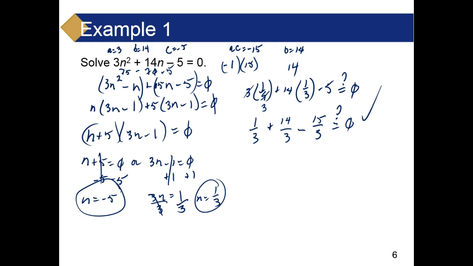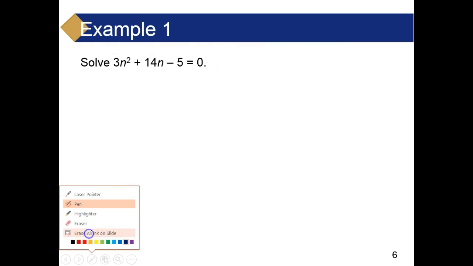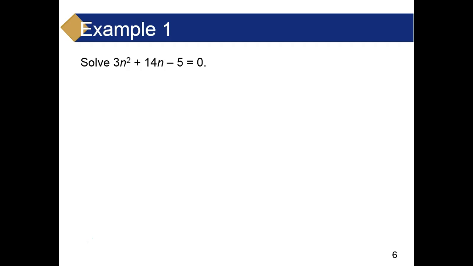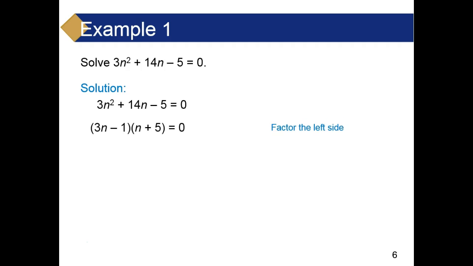So let's move on to see how they solved this problem. This thing is so slow today. So, how did they do it? They wrote it again, a good start. Then they factored it. They didn't use the AC method. They factored by trial and error.